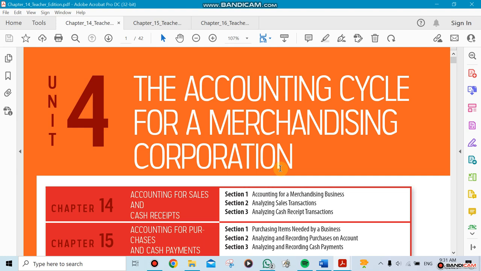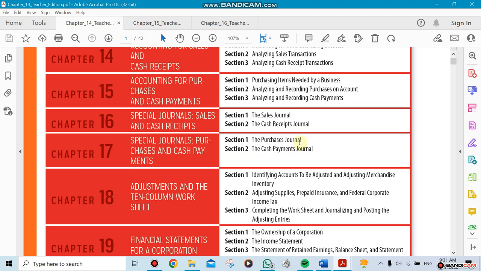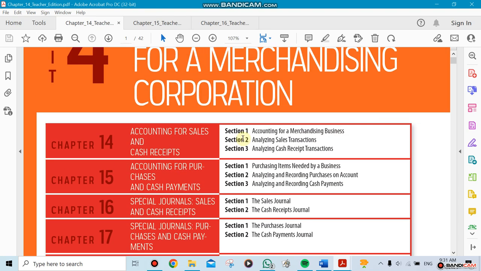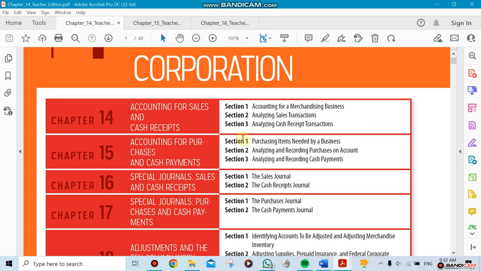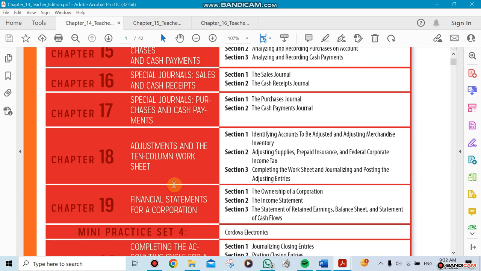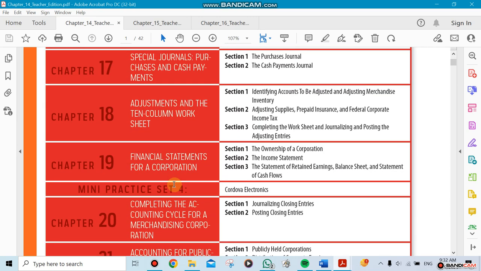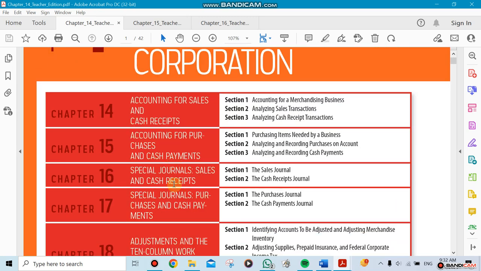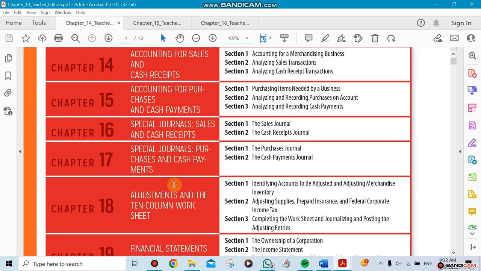This is the accounting cycle for a merchandise corporation. It's a long unit, so it's going to take us all the way till the end of the year. Chapters 14, 15, 16, 17, 18, 19, 20, 21, all of them are part of this unit. Starting with chapter 14, that's what we're going to start with.